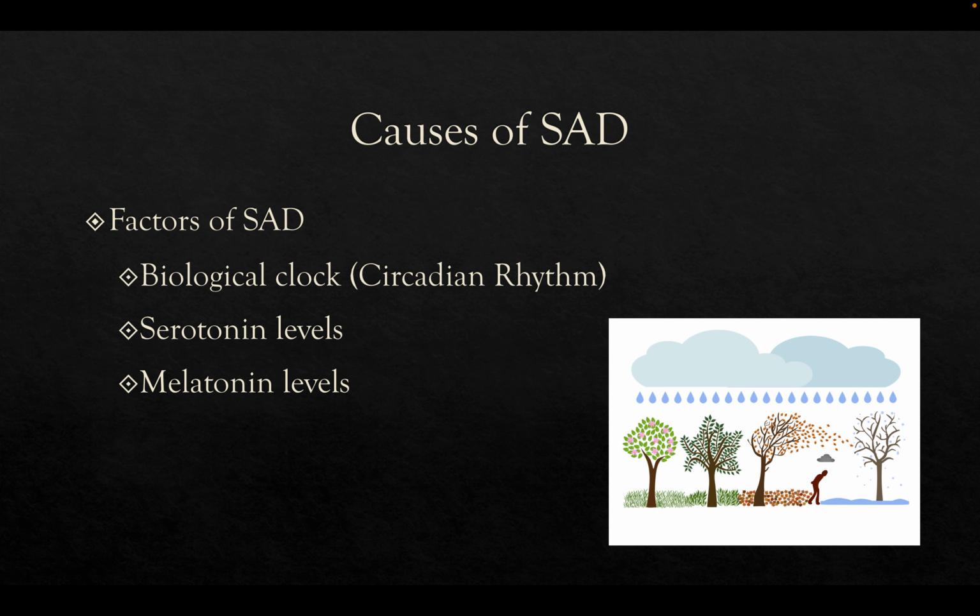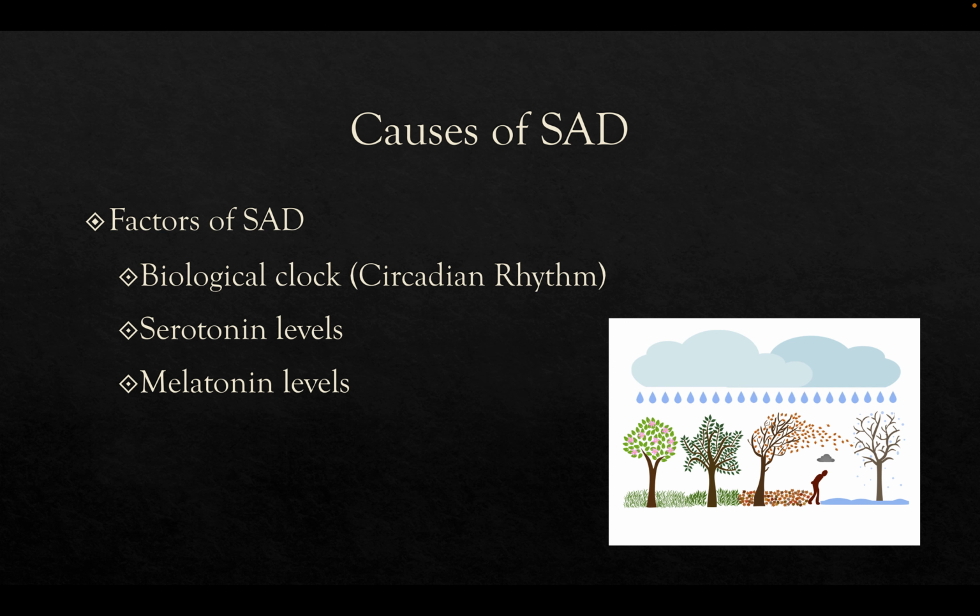Specific causes of SAD are unknown, but there are factors that contribute to somebody having SAD. They include your biological clock or your circadian rhythm, serotonin levels, and melatonin levels. Starting off with the biological clock or your circadian rhythm, the reduced level of sunlight in the fall and winter months can cause the onset of SAD. The decrease in sunlight can disrupt your body's internal clock and lead to feelings of depression.